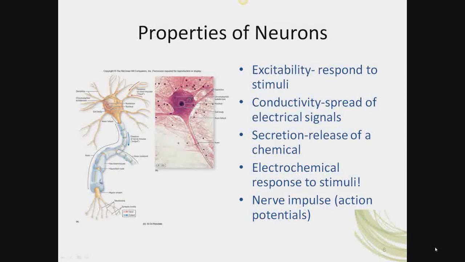They're also conductive. They can spread their electrical signals, in particular down the axon to the synaptic knobs or synaptic terminals or terminal boutons. And they secrete down at the terminal boutons or synaptic knobs. We have synaptic vesicles that can fuse and exocytose neurotransmitter. So altogether, we say that neurons can have an electrochemical response to stimuli. And when we speak of an action potential, sometimes textbooks refer to this as a nerve impulse.